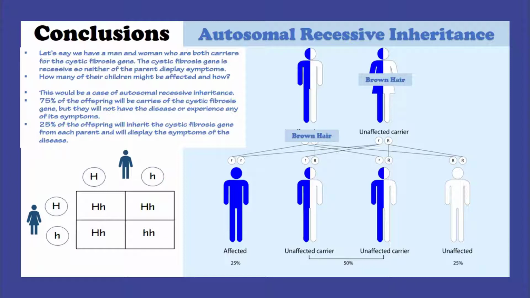When you fill out your Punnett square, you will find that 75% of the offspring will be carriers of the cystic fibrosis gene, but they will not have the disease or experience any of its symptoms. But 25% of the offspring will inherit the cystic fibrosis gene from each parent and will display the symptoms of the disease.